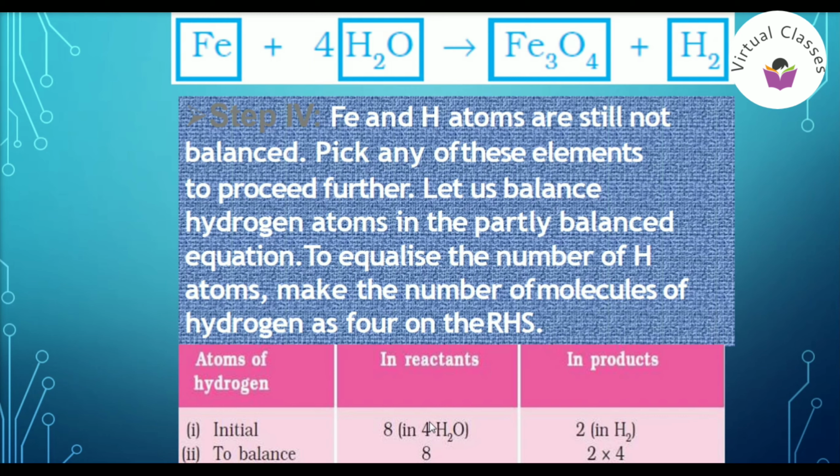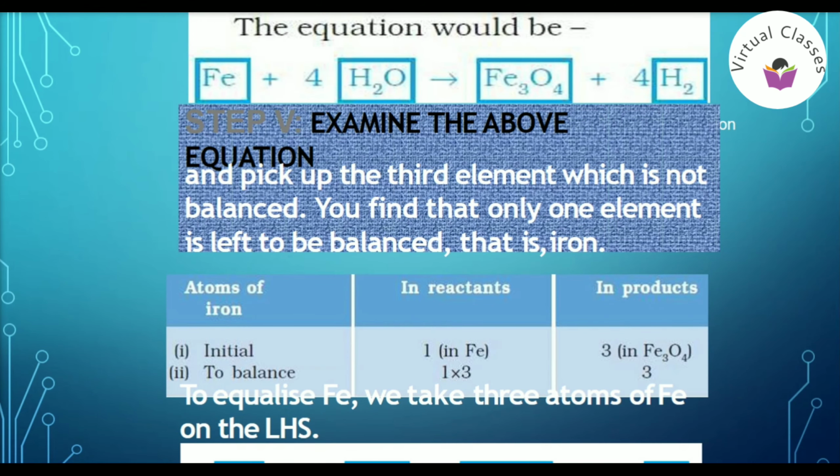As the number of atoms of hydrogen on the reactant side is 8, if we add 4 to H2 on the product side, it will be multiplied by 2 atoms of H here and it will become 8. Hence, the number of hydrogen atoms would be balanced. So, the equation would be Fe plus 4H2O gives Fe3O4 plus 4H2.